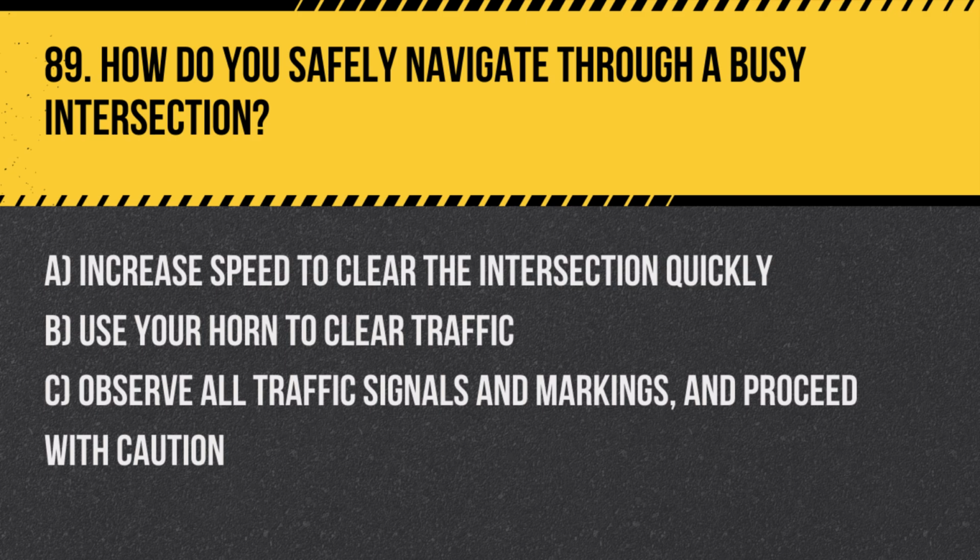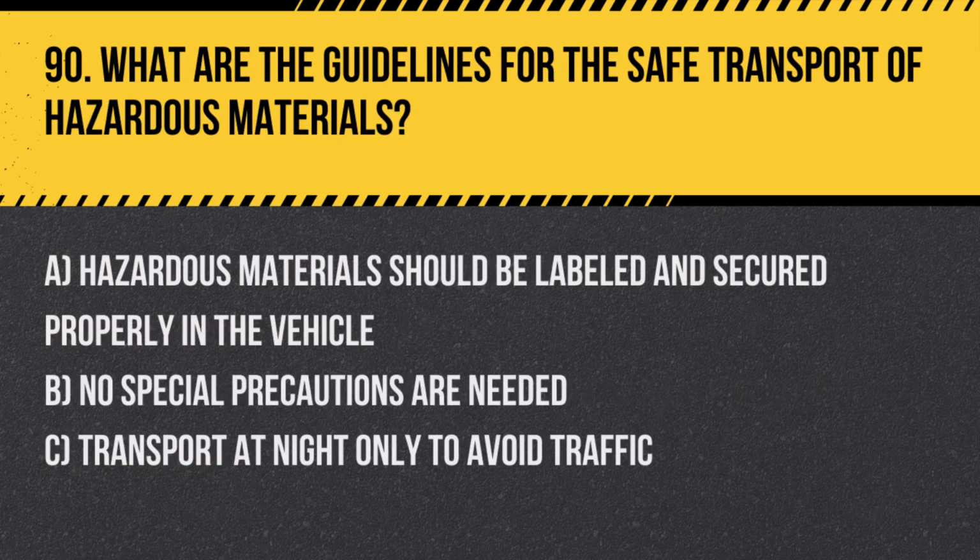A. Increase speed to clear the intersection quickly. B. Use your horn to clear traffic. C. Observe all traffic signals and markings and proceed with caution. Answer. C. Observe all traffic signals and markings and proceed with caution. Navigating through busy intersections safely requires attentiveness to traffic signals, road markings, and the actions of other drivers. Question 90.